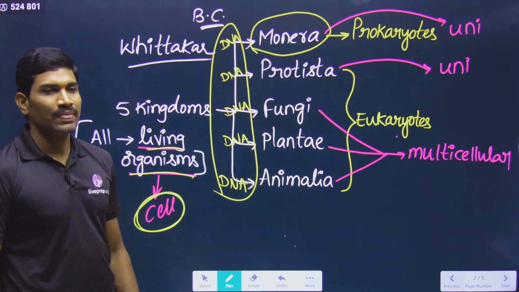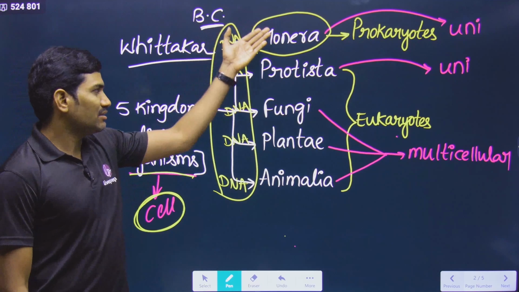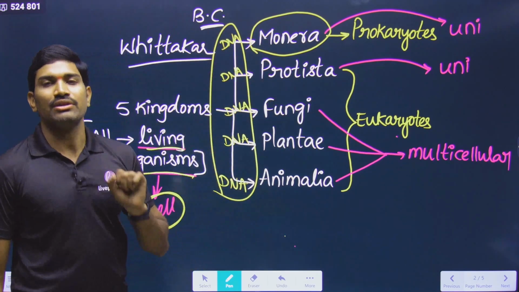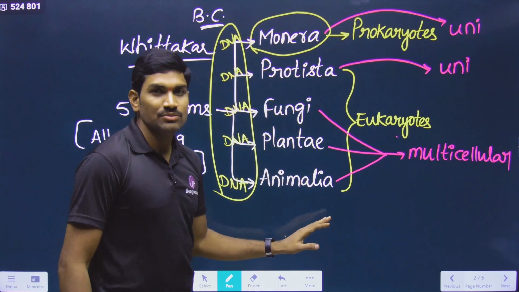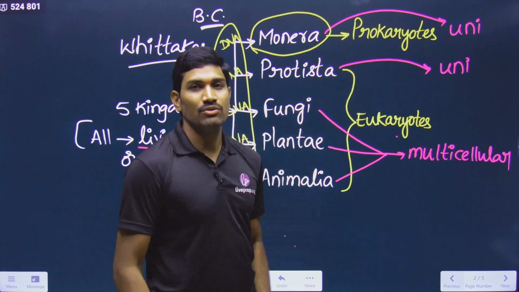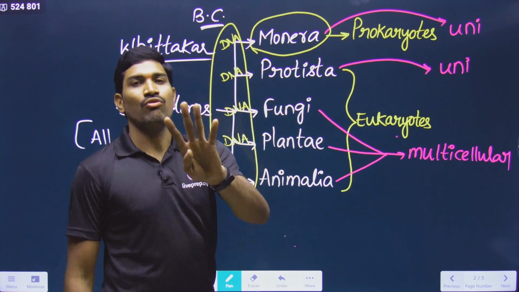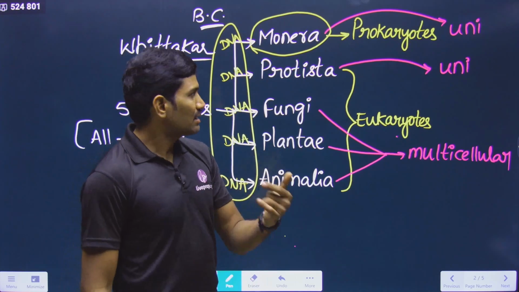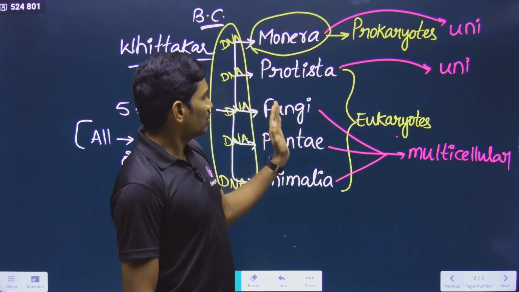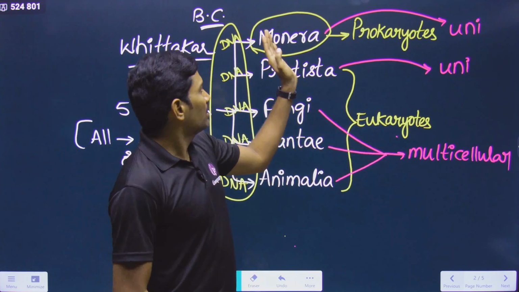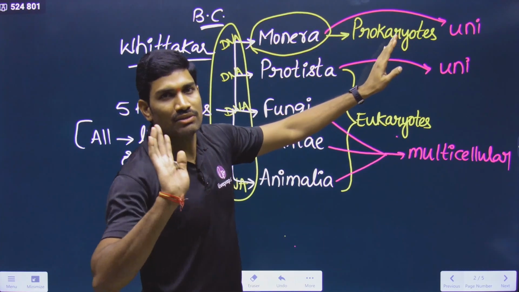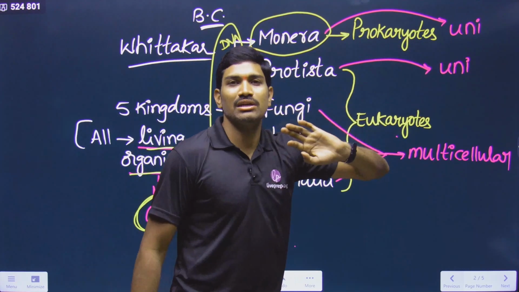Let us see this. Here, all the living organisms are divided into how many kingdoms? 5 kingdoms. Out of these 5 kingdoms, how many kingdoms have prokaryotes? Only one kingdom. And how many kingdoms have eukaryotes? 4 kingdoms. Clear? Reverse. So how many kingdoms have eukaryotes? 4. And how many kingdoms have prokaryotes? Only one. Clear.